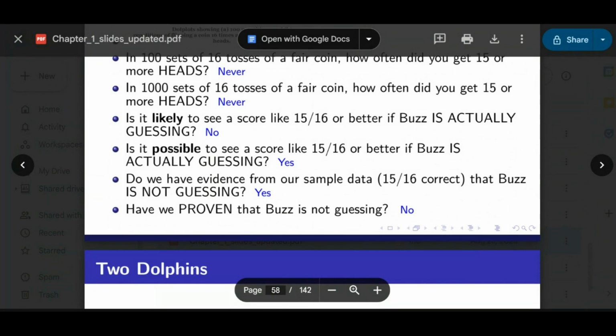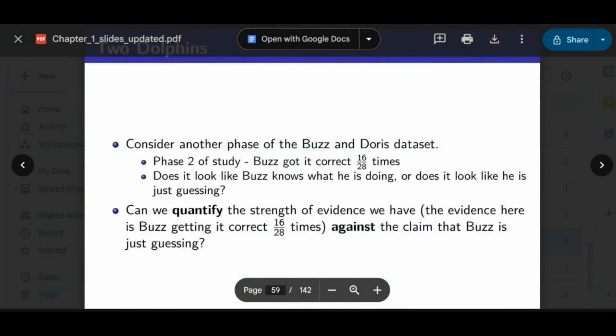All right, so consider another phase. Actually, the result of the study was not that good. They discovered that the dolphins were kind of cheating and could actually see which button it was. So they replaced that wooden partition with concrete or something like that. Then they did the study 28 times now, not 16 times anymore. This time, the dolphin got it right only 16 times out of 28. That's not a very promising result, is it?